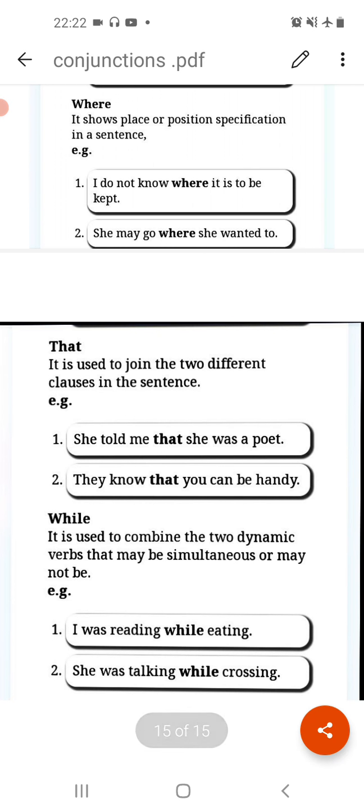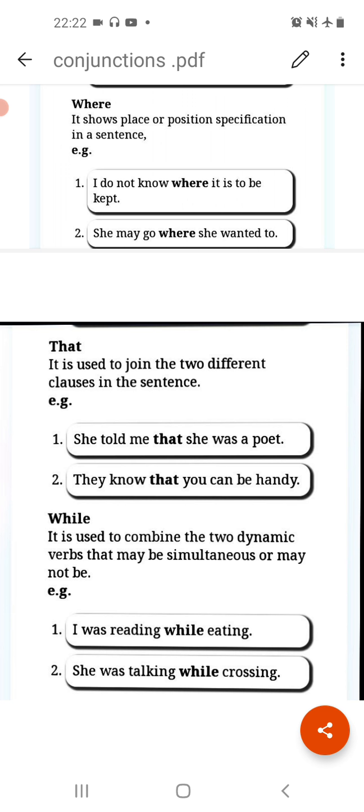The last conjunction is that. Second last. It is used to join the two different clauses in a sentence. If you have to join two different types of clauses in a sentence, you can use the conjunction that. She told me that she was a poet. They know that you can be handy.